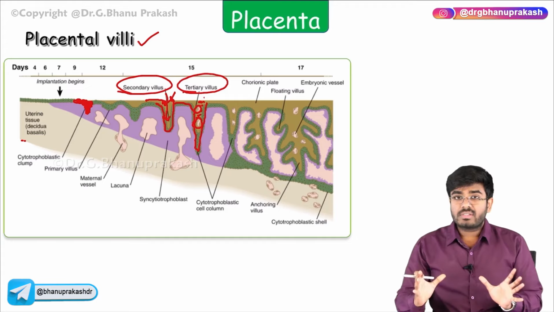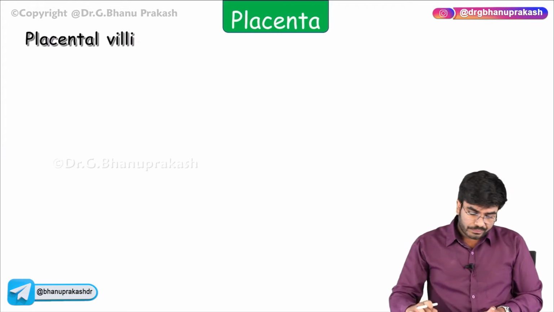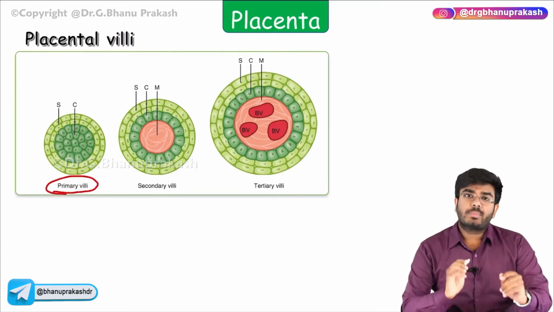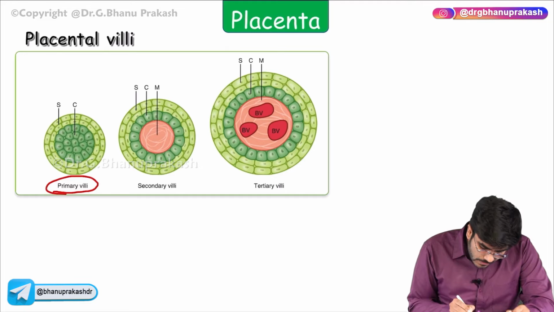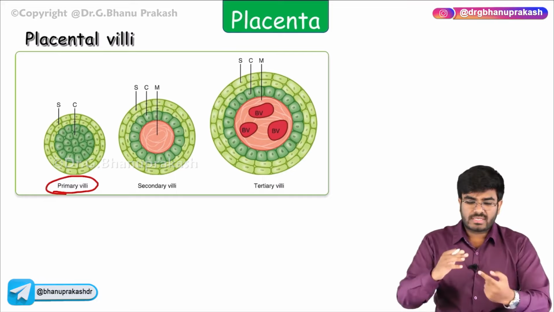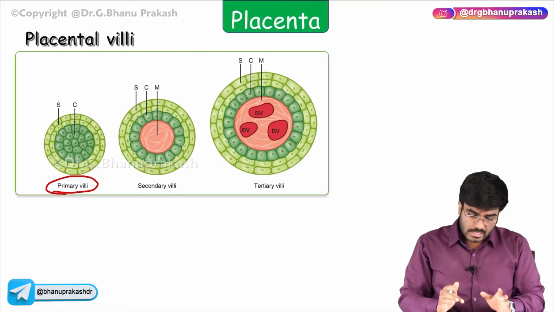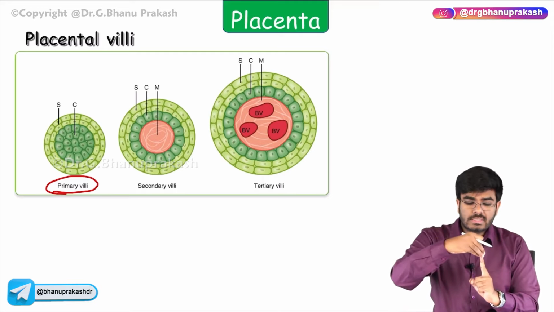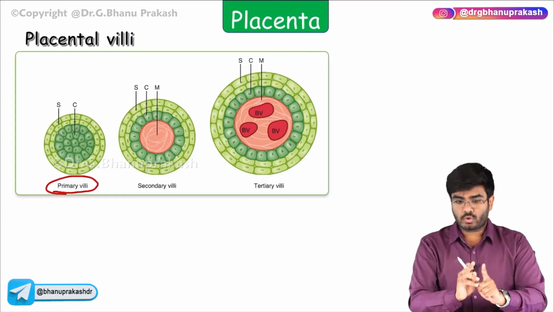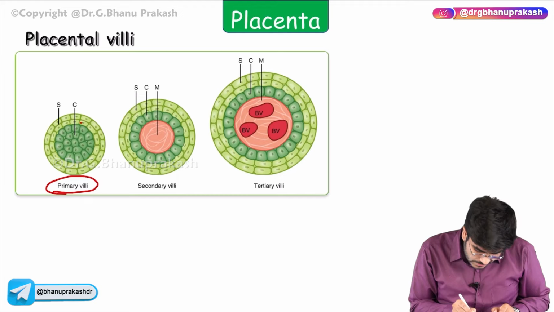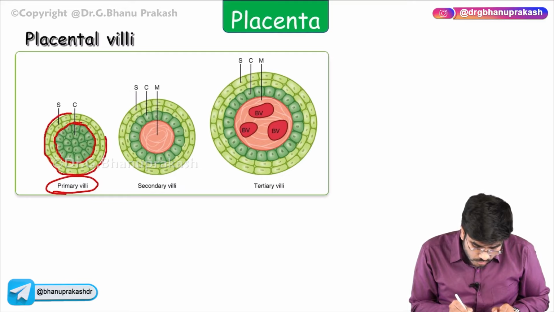Now what we have discussed, please see here in a cross-sectional image. This is a primary villi. What exactly is a primary villi? Primary villi is nothing but syncytiotrophoblast and cytotrophoblast. Actually, it's a cytotrophoblast growing into syncytiotrophoblast. That's what we have discussed. So if I do the cross section of the primary villus, this is what you can see. Inside there is the cytotrophoblast which is surrounded by the syncytiotrophoblast.